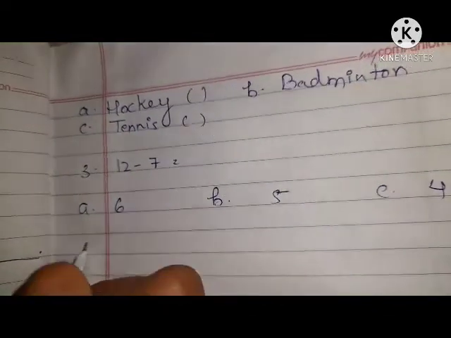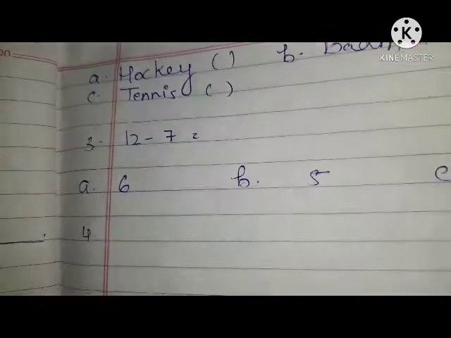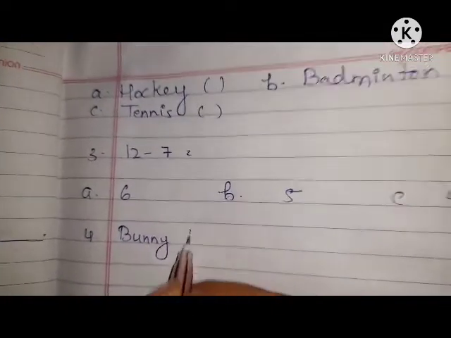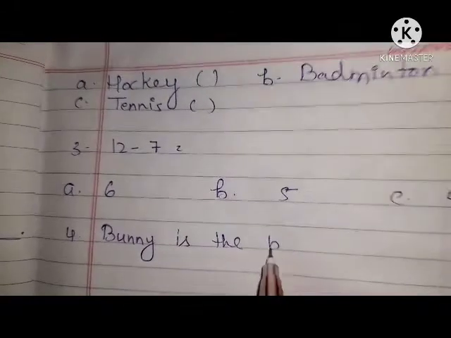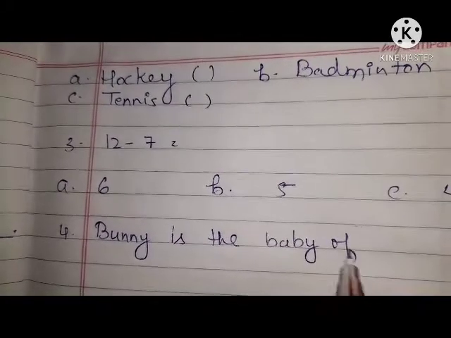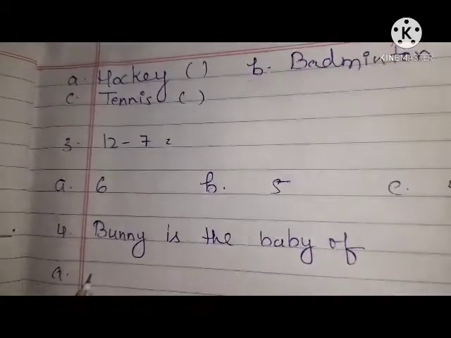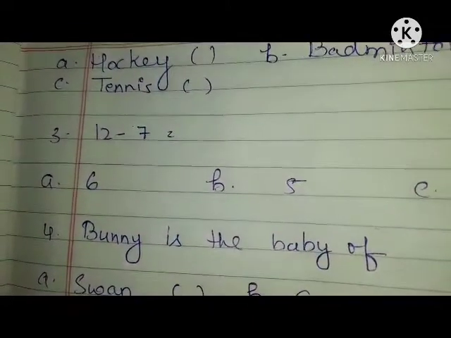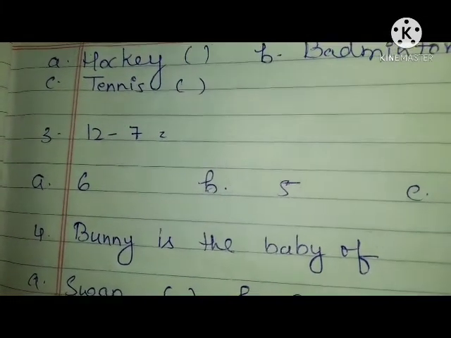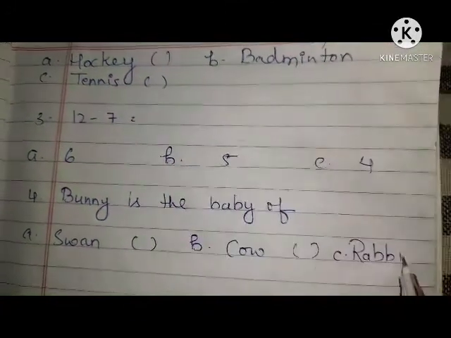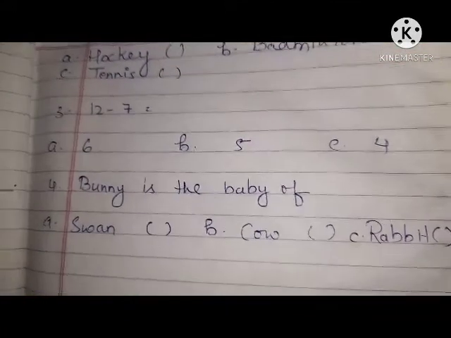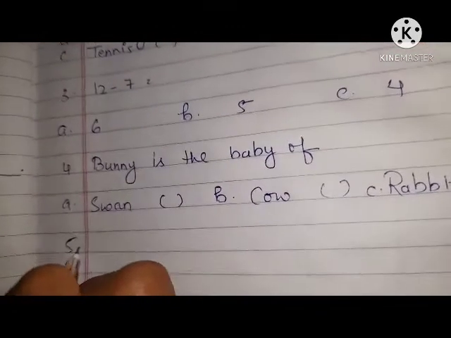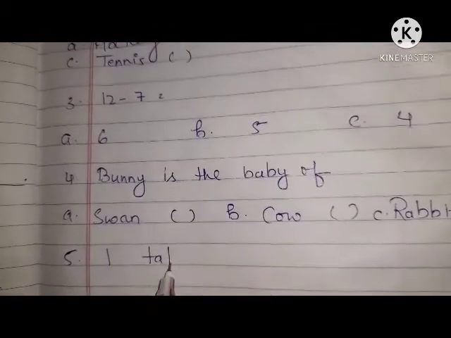Okay, now the fourth one is bunny is the baby of what? A swan, B cow, okay, C is rabbit. So among these three animals, bunny is the baby of which animal? Tick on that option.